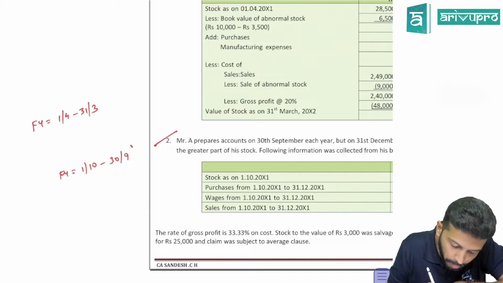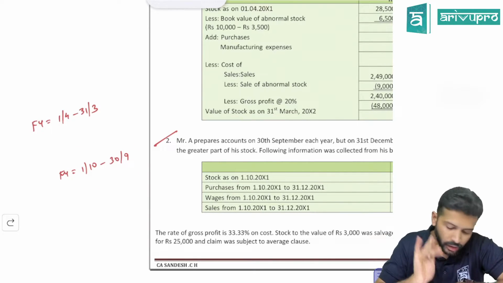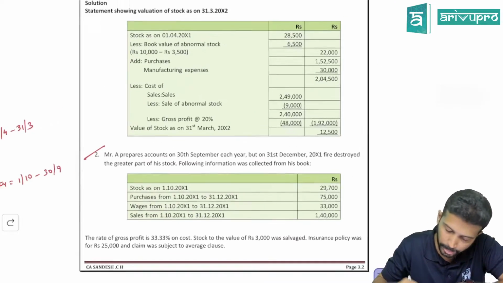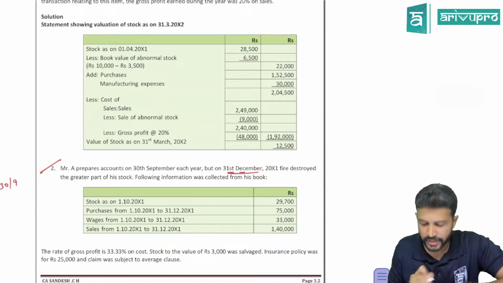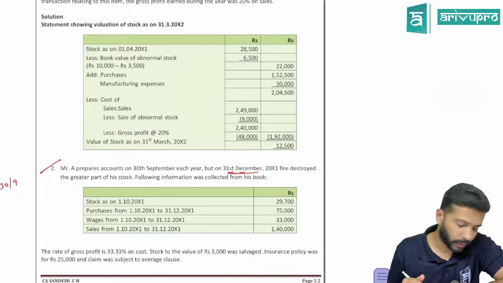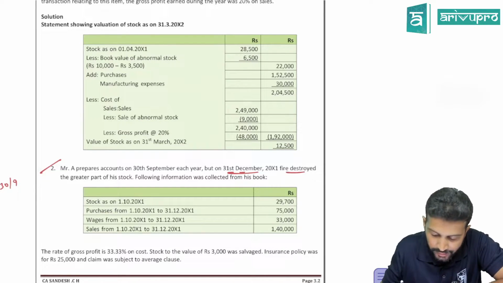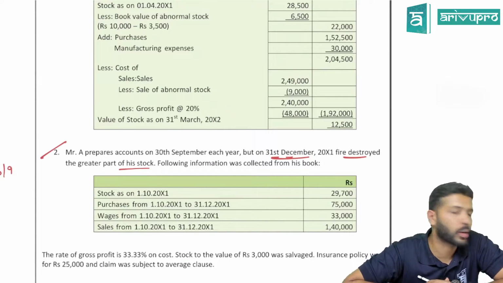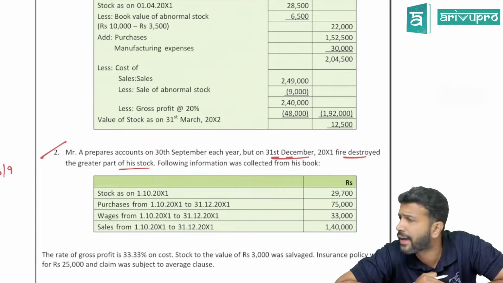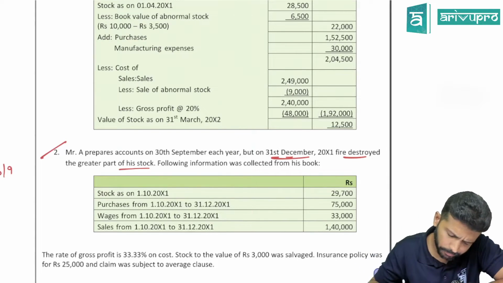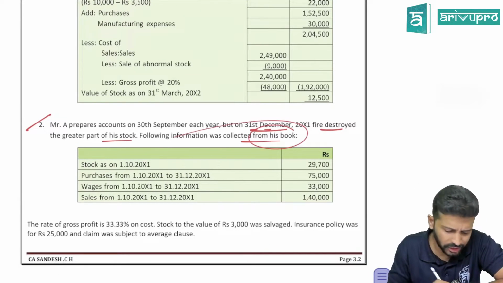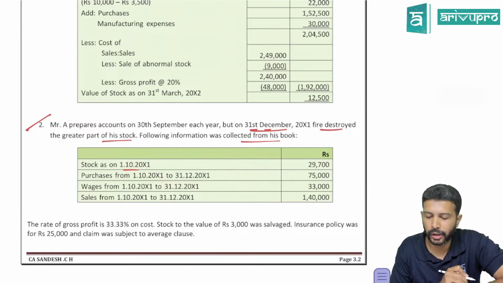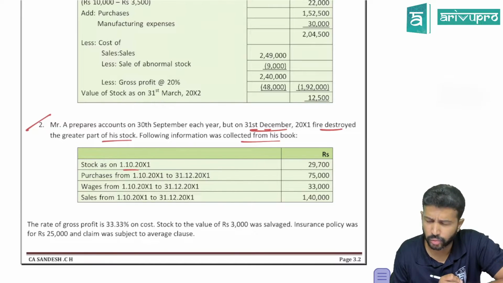But for this problem, what is the financial year? 1st October to 30th September. Yes, that's what they've given. But on 31st December 20x1, a fire has destroyed the greater part of his stock. One fire has occurred, which has unfortunately destroyed his stock. Some information was collected from his books. Stock as on 1st October 20x1.